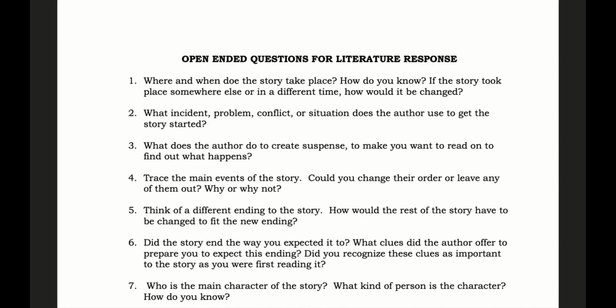I also attached to this assignment a list of some open-ended questions to help you get some ideas. Because when you create your questions, you do need to have original questions. You're not allowed to copy and paste these, okay? You are not allowed to copy and paste these. But could you maybe take these to help you come up with ideas that could be more story specific? Like number 2 says, what incident, problem, conflict, or situation does the author use to get the story started?